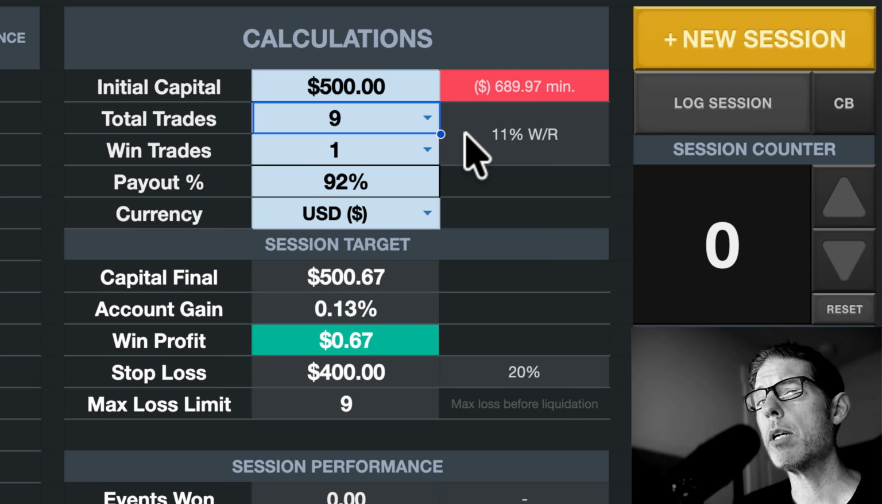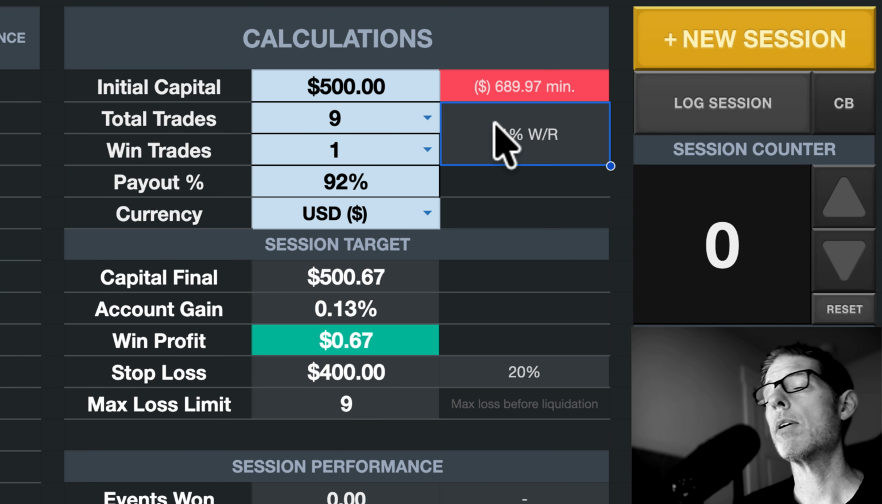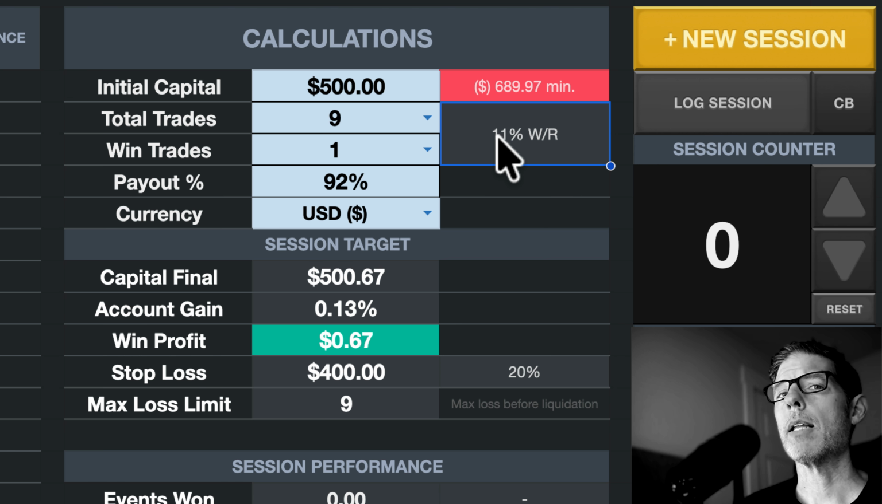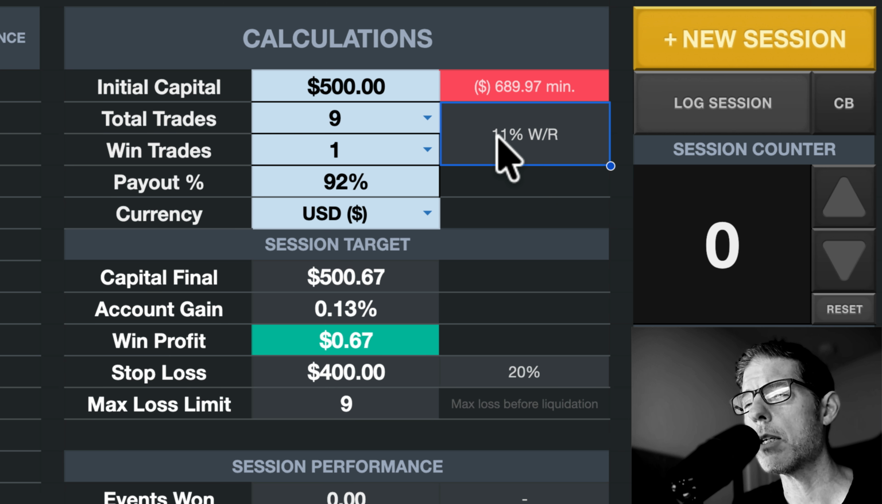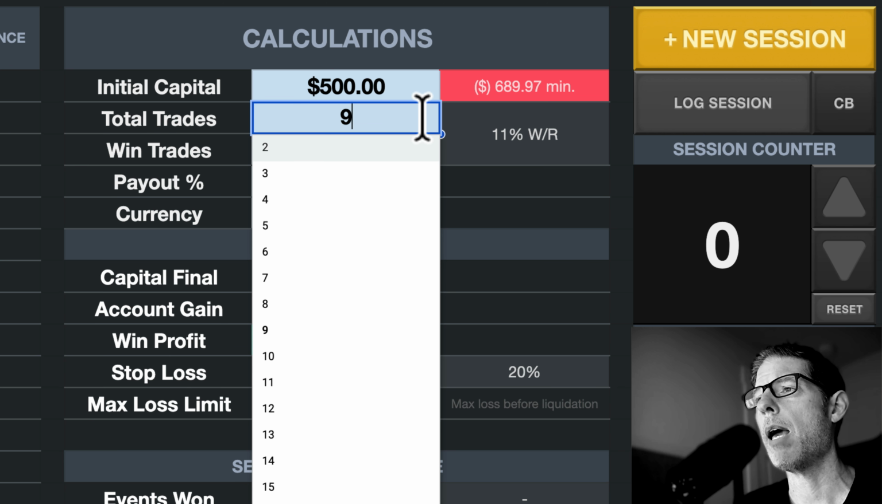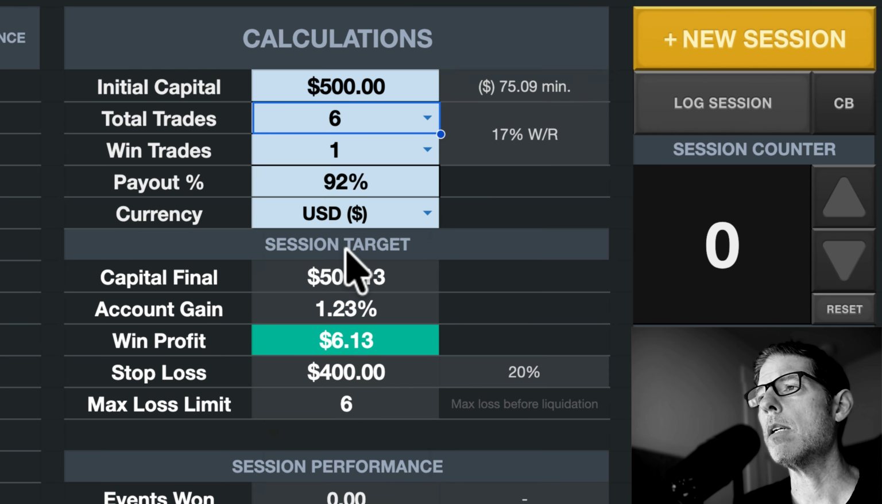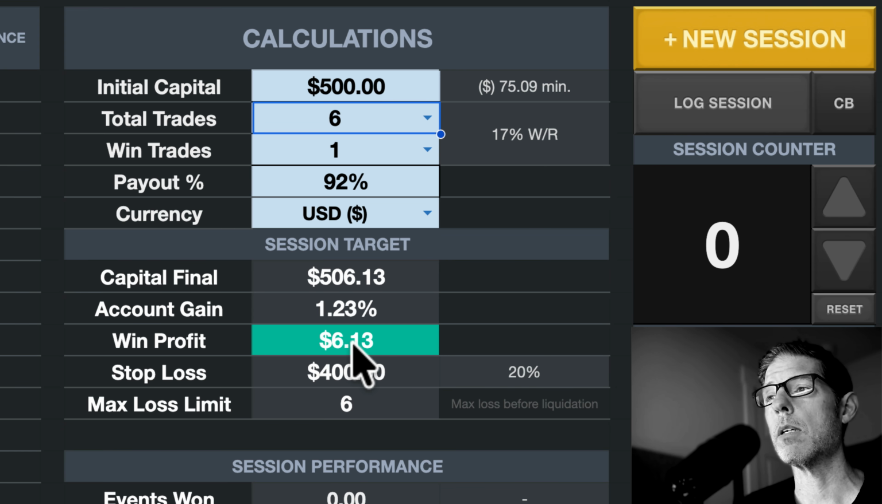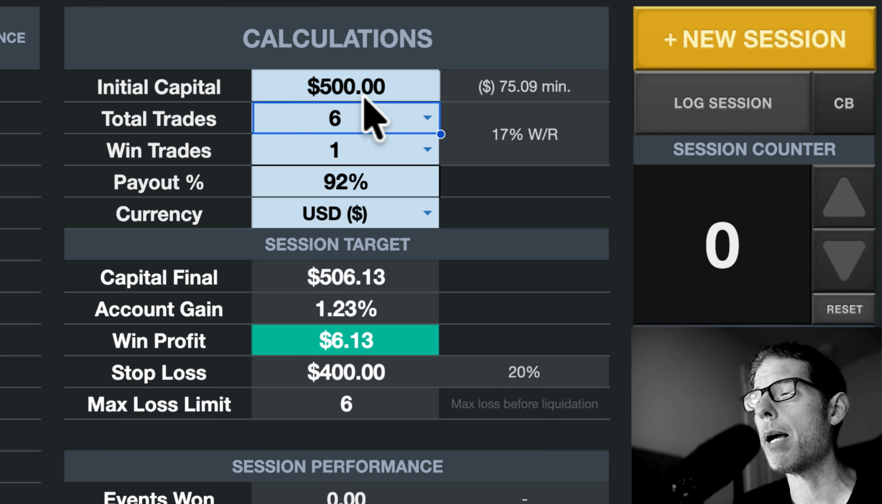Now we do have some traders trading with much less than that. They have a very dialed in strategy. Maybe they're using a higher time frame, and their setups are a bit more accurate. They're using like a 1 minute or a 2 minute expiry, and that's totally cool. We have users doing that starting at 1 out of 6, earning over $6 profit per session. And that's great. That's a good amount of money for a $500 balance.